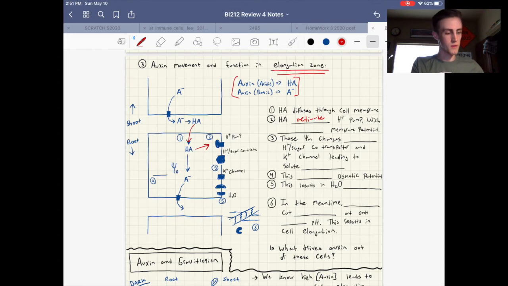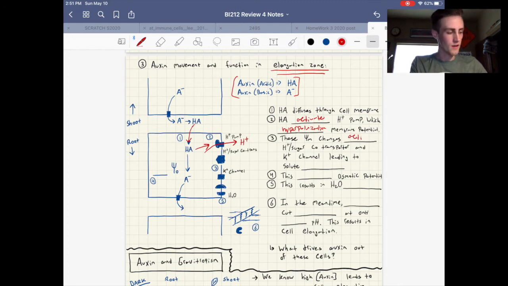And what does that do to membrane potential? Well, if you have a hyperactivated proton pump, you're going to have more protons flowing out. That creates a more positive charge going out, and that leads to hyperpolarization of the membrane. All right, and so what do these membrane potentials do to the proton sugar cotransporter and the K channel, leading to solute something?